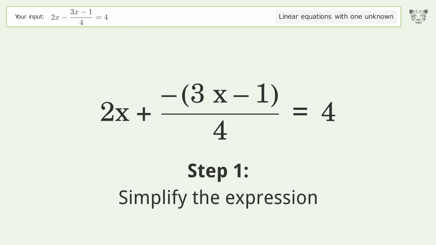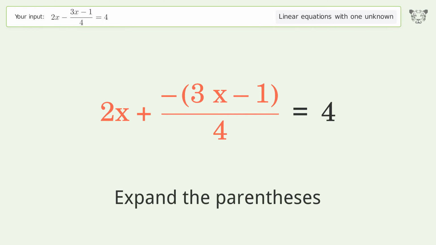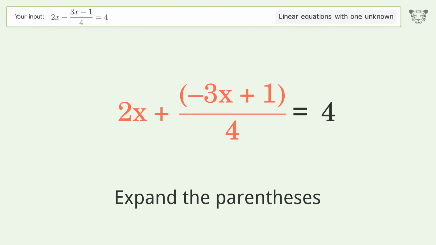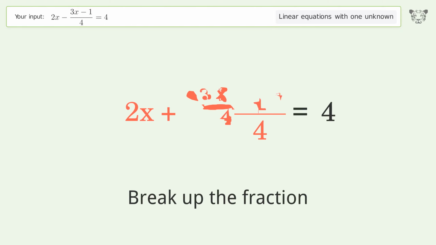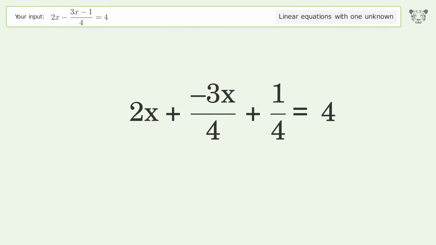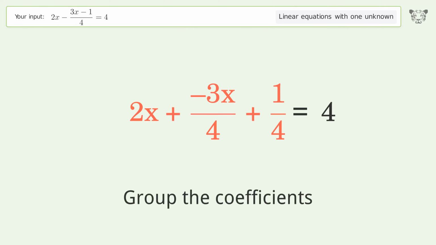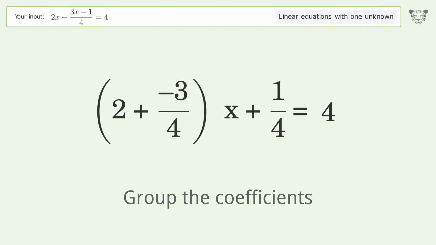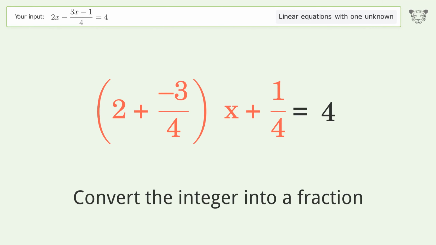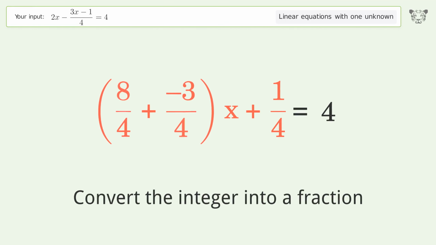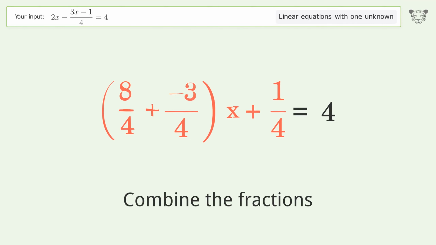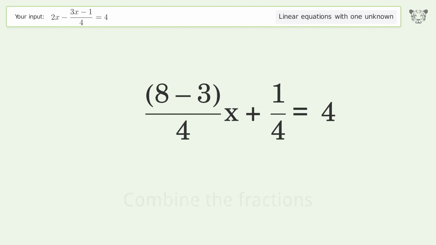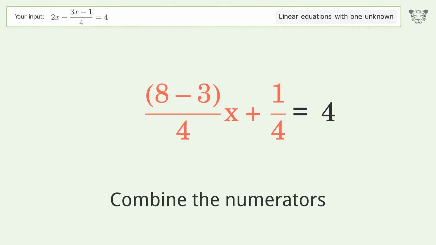Simplify the expression. Expand the parentheses. Break up the fraction. Group the coefficients. Convert the integer into a fraction. Combine the fractions. Combine the numerators.